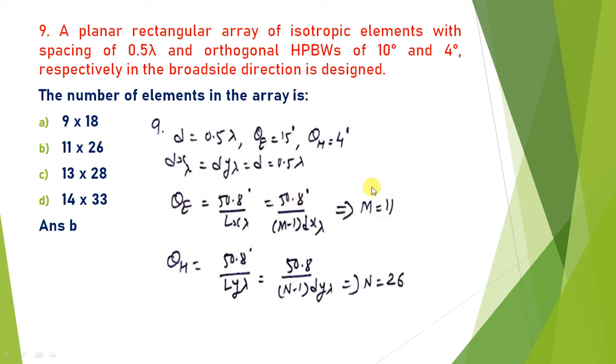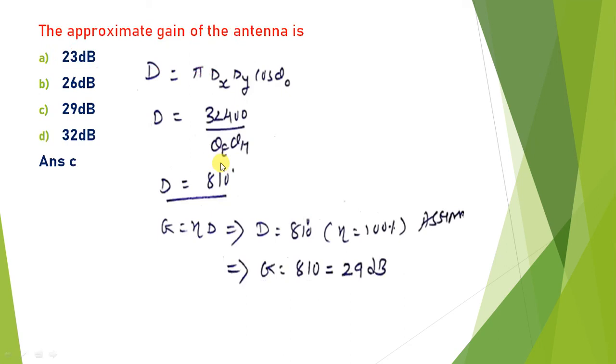So m is equal to 11. Similarly, theta H is 15.8 divided by Ly lambda, where Ly lambda is equal to (n minus 1) dy lambda. Put all these values, you will get n is equal to 26. So m cross n is equal to 11 cross 26. So the answer is B.